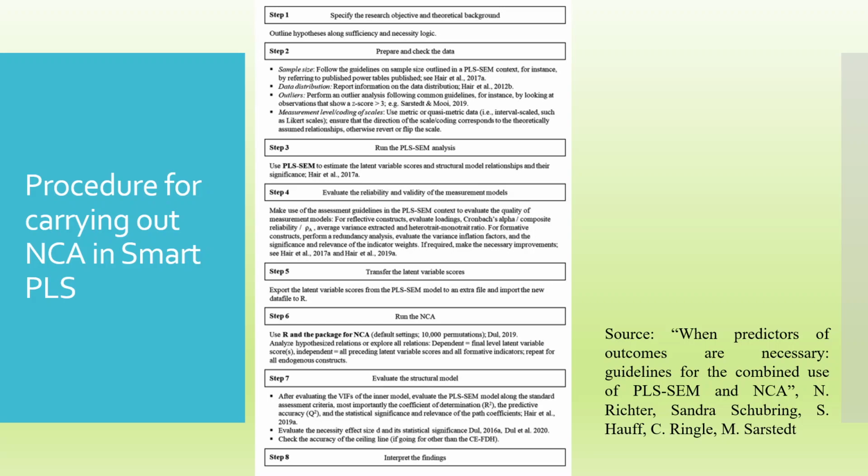Step 4, ensure the reliability and the validity of the measurement model. The new features of SmartPLS-4 consist of that you can transfer this latent variable scores directly. In step 4, reliability and the validity of the model is tested with the help of composite reliability, Cronbach alpha, average variance extracted, Fornell-Larcker criterion, and heterotrait-monotrait ratio. Step 6, run the necessary condition analysis. Step 7, after this, evaluate the structural model and interpret the findings.